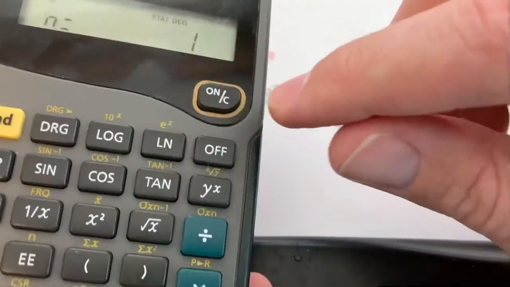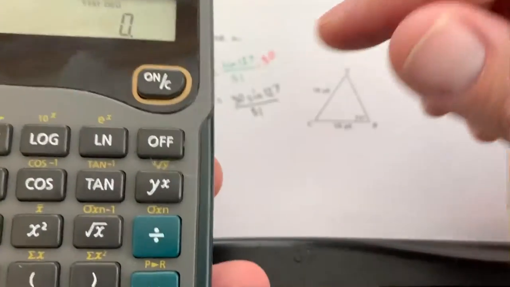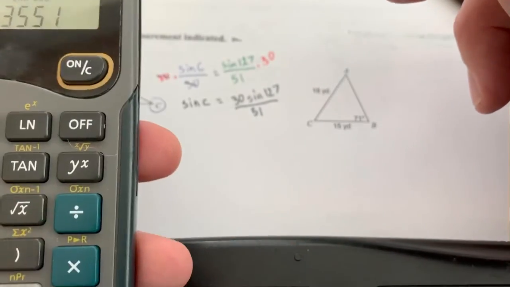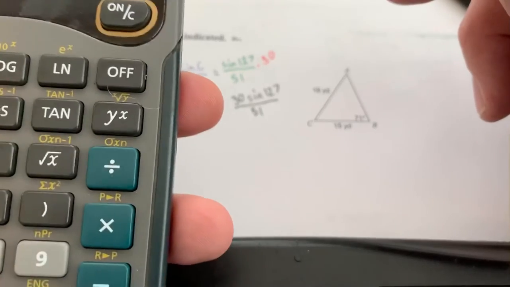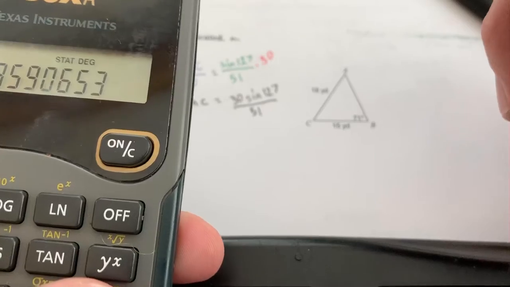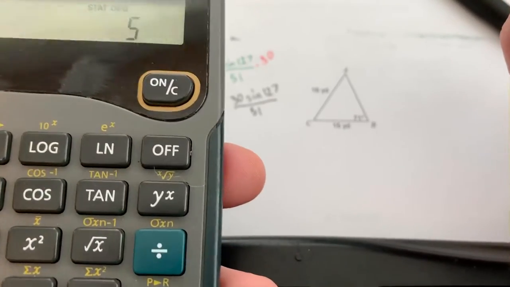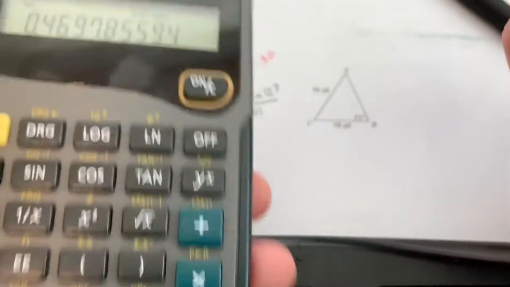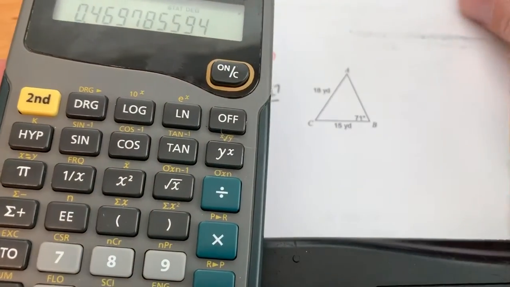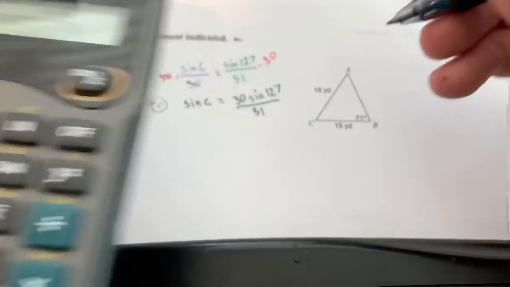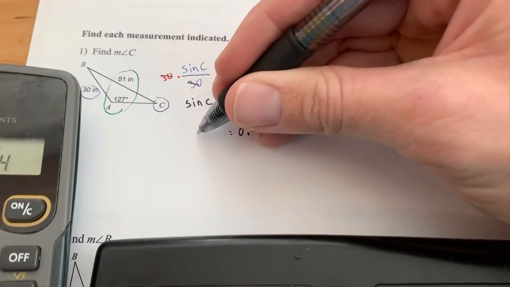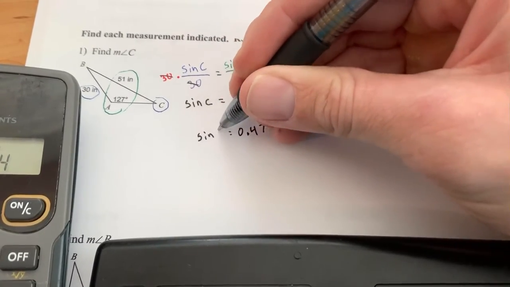So 127, I'm going to do 127 sine times 30, which is equal to 23.9, and then divide by 51. And I get 0.4697. I'm going to round that up to 0.47. So 0.47 is sine of C.